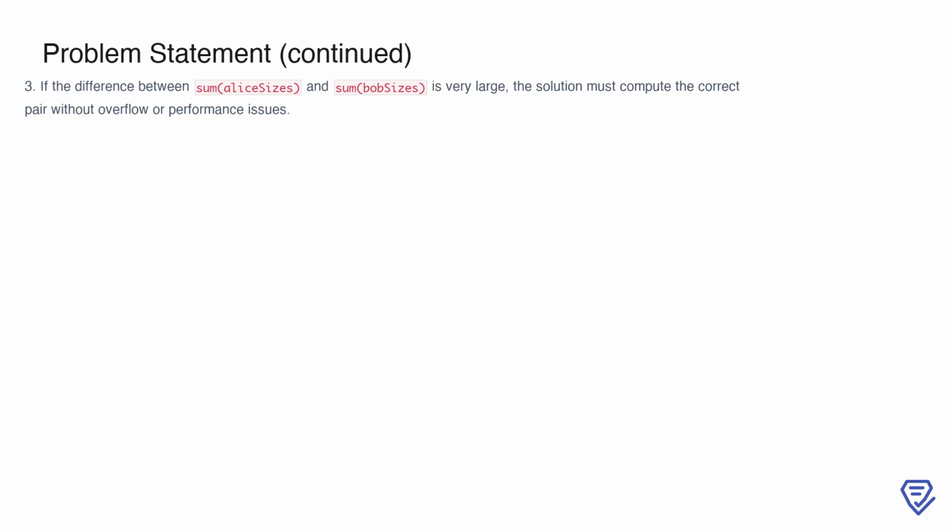For larger arrays, where the size approaches the upper limit of 10,000 elements, the solution must be optimized to handle the input efficiently without excessive computation time. Finally, if the difference between the sums of Alice's boxes and Bob's boxes is very large, the solution must accurately compute the correct pair without causing overflow or performance issues. These considerations ensure that the algorithm is both reliable and scalable across a wide range of test cases.